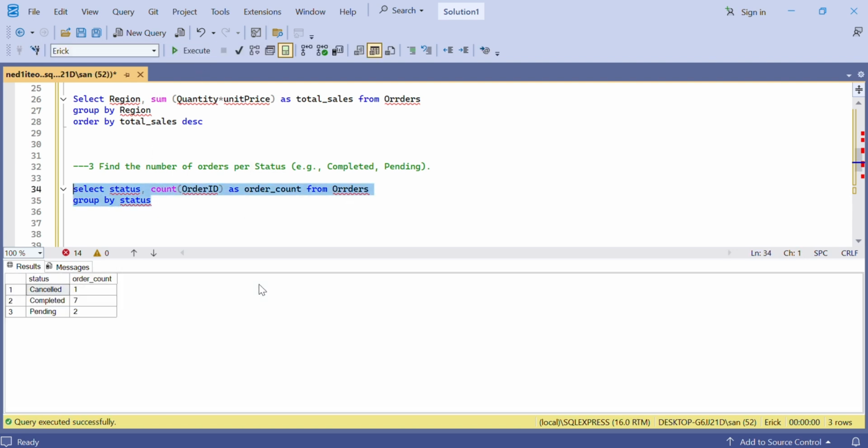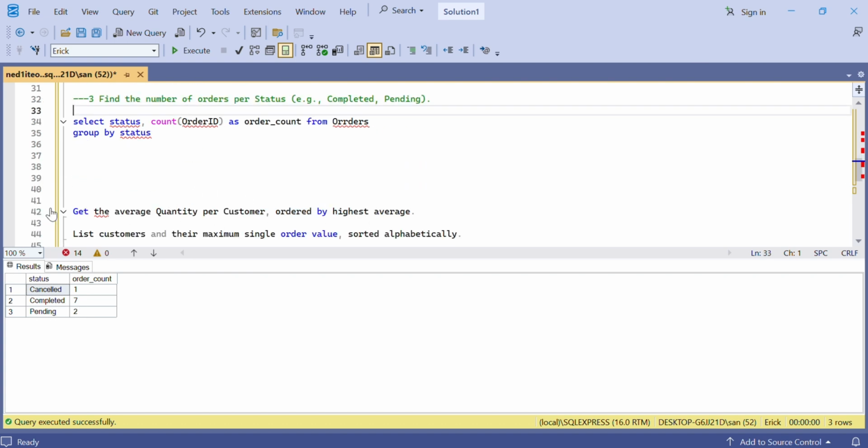So if you run this, you can see the number of orders. This is the status and this is the number of count. So the orders that were cancelled, only 1, completed 7, and pending 2. So I think that one is clear. Let's now move to the second last question.